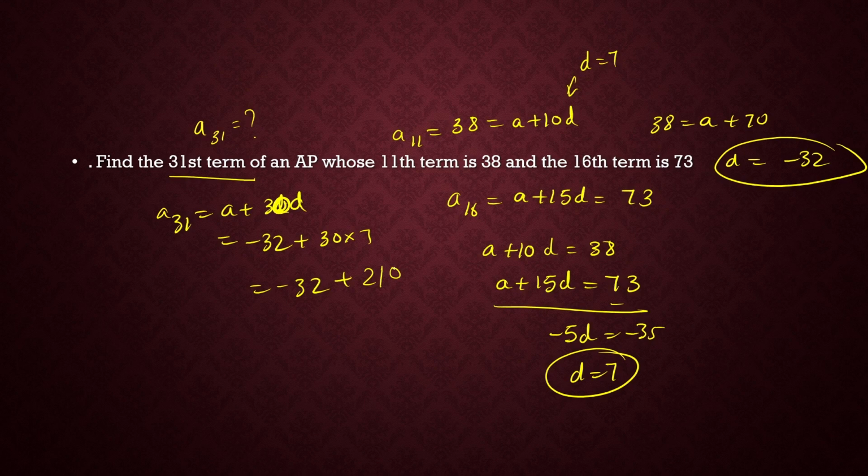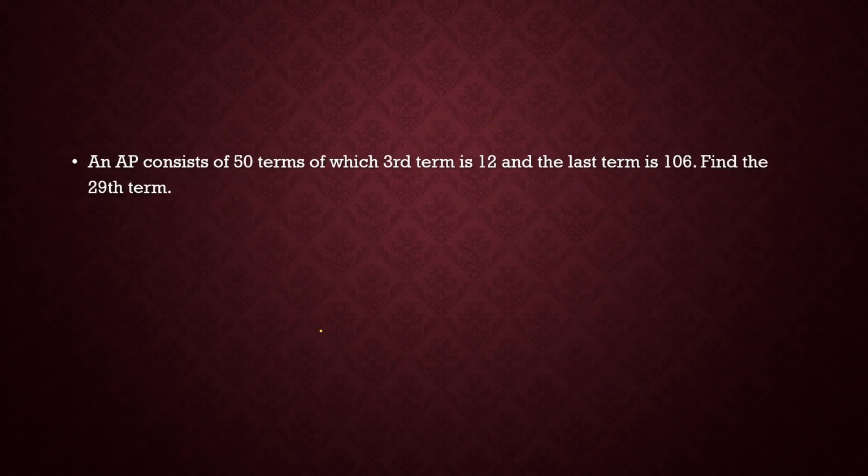So just you have to subtract 210 minus 32. So that is equal to 178. That is the answer. Similar questions, very straightforward and simple. So all these questions are very similar to all the questions that I previously solved.